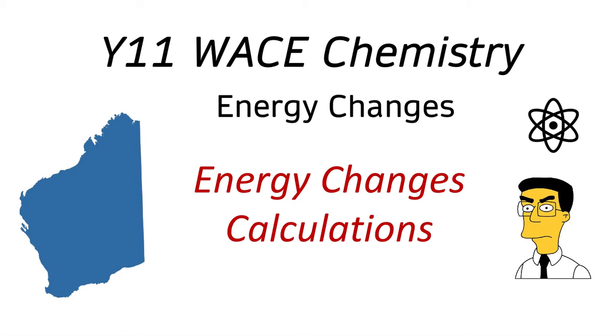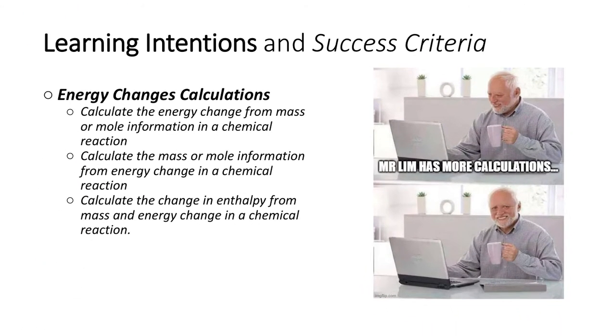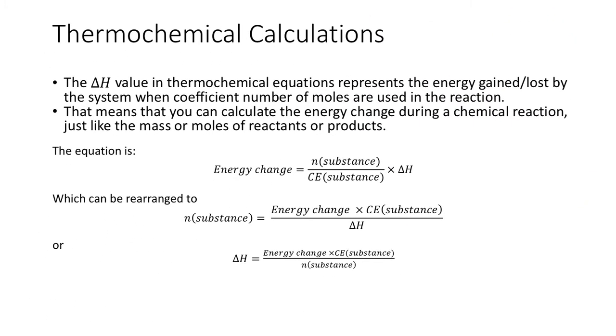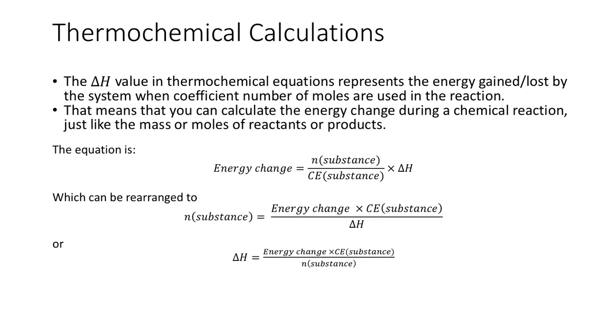Lim here, and this is our final video on energy changes, about how to do the calculations. We're going to learn how to do some chemical calculations again, but this time adding the energy numbers in there. So, thermochemical calculations: the delta H value in the thermochemical equation represents the energy gained or lost by the system when the coefficient number of moles are used in the reaction. We knew that already.